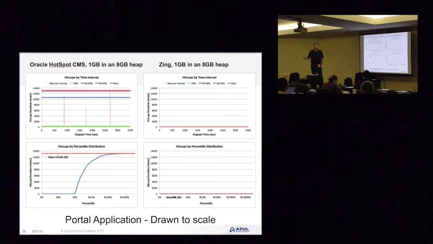And an 8 gigabyte heap, I'd like to say we eat that for breakfast. We can go much higher than that.